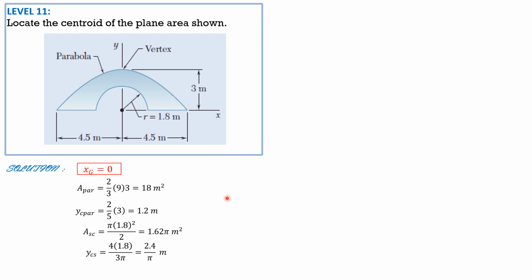So by Varignon's theorem, the net area, which is the area of the parabola minus the area of the semicircle, times y bar equals the area of the parabola times y sub c of the parabola minus the area of the semicircle times y sub c of the semicircle. So (18 minus 1.62 pi) y bar equals 18 times 1.2 minus 1.62 pi times 2.4 over pi. Solving for y bar, it is 1.373, and x bar we already found.